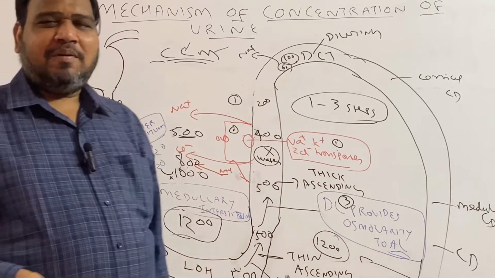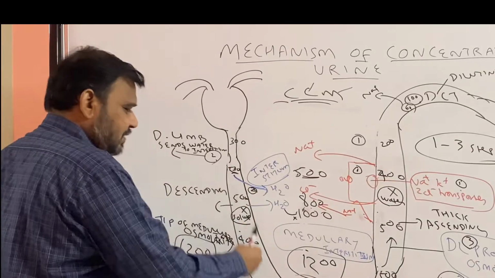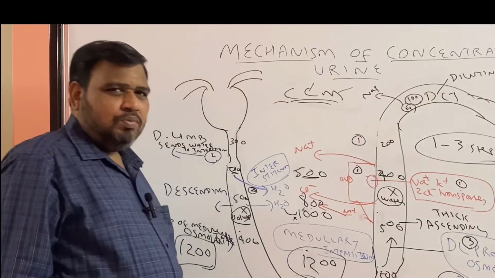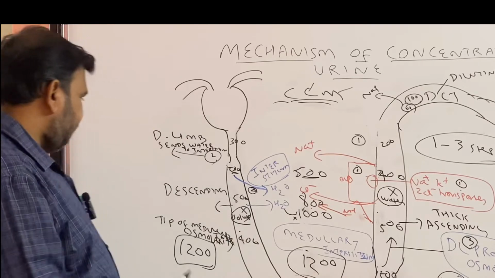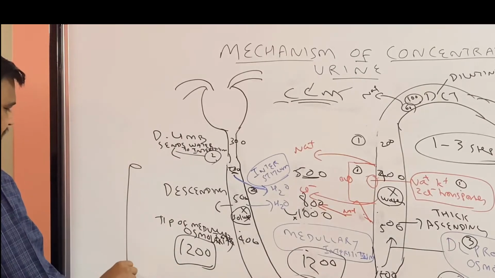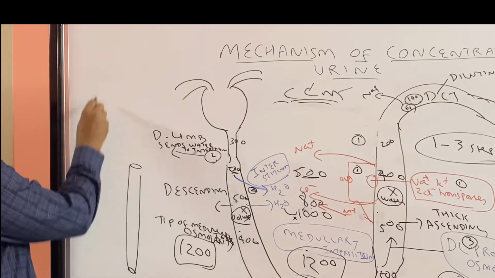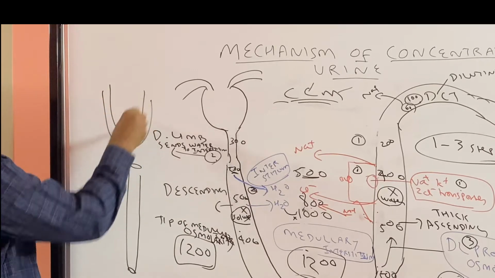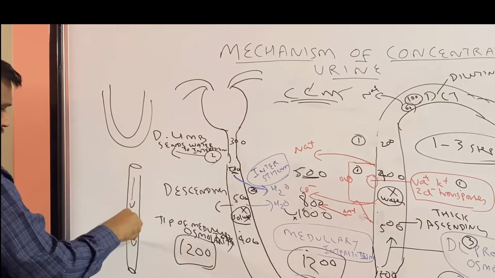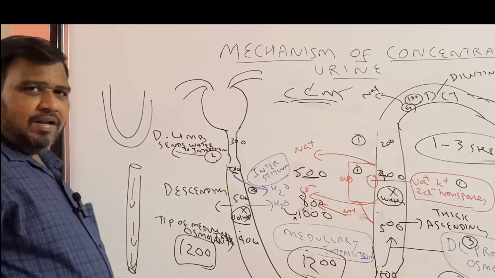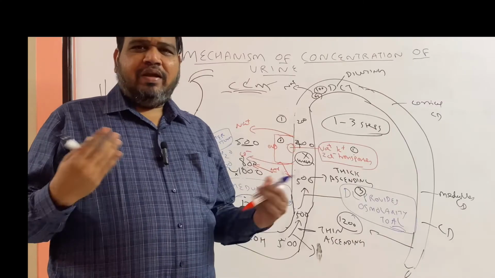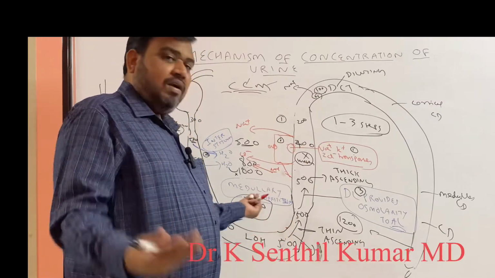Now, the next interesting question: why should there be a U shape? Why should there be a countercurrent? What if the nephron is like this? Instead of this, if it is like this, what is the problem? Or otherwise, if the nephron is straight, why may the 1200 not come?